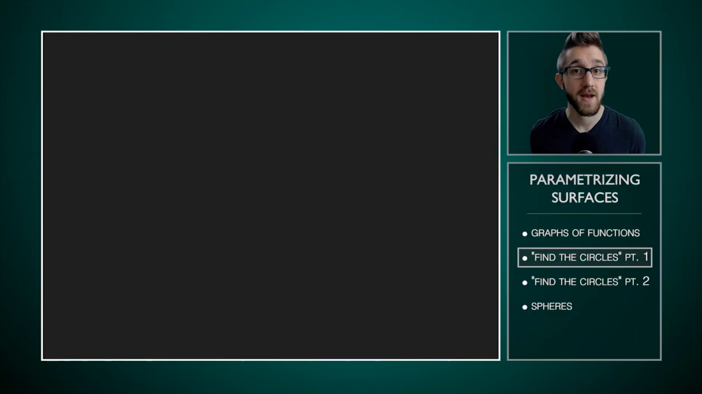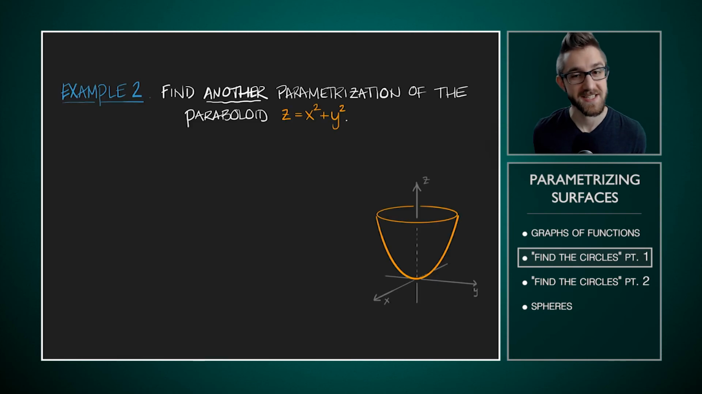All right, moving on. Here is our second example. And actually, it's to find another parameterization of this same paraboloid. But we're going to do it a substantially different way. Just a second ago, we were finding a parameterization by looking at this surface as the graph of a function. Now we're going to do it a little bit differently by going more into the geometry of this surface. And by that, I mean we're going to play a game that I made up.